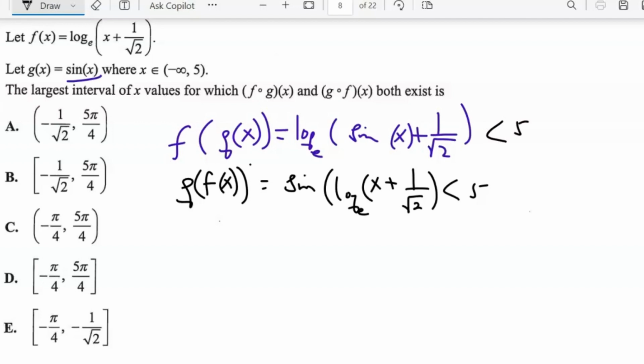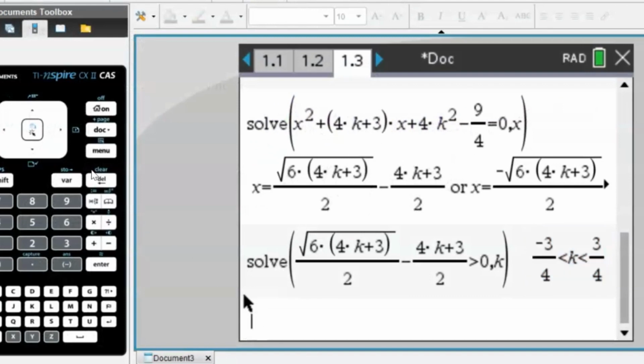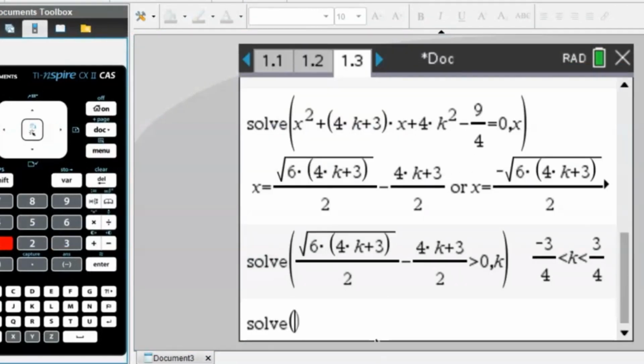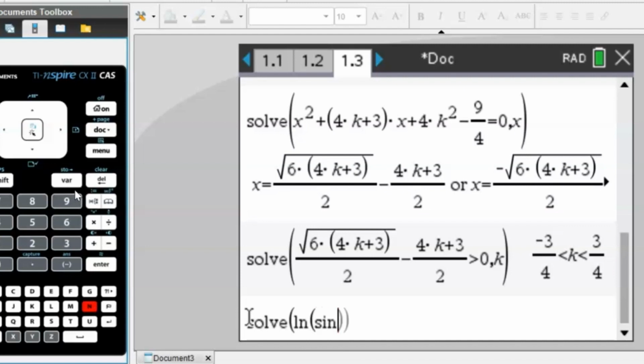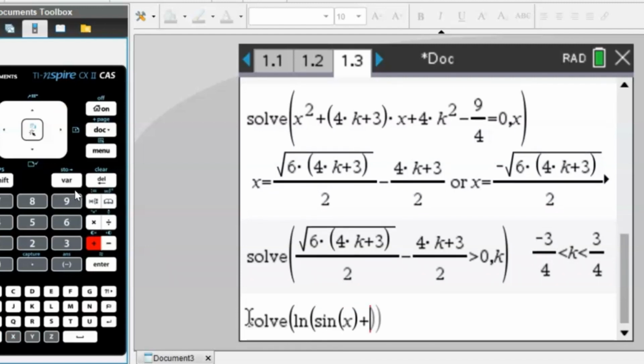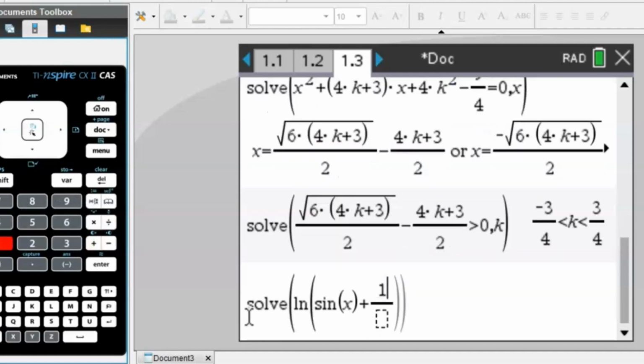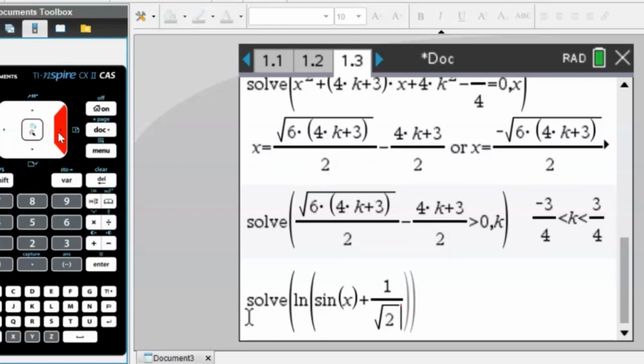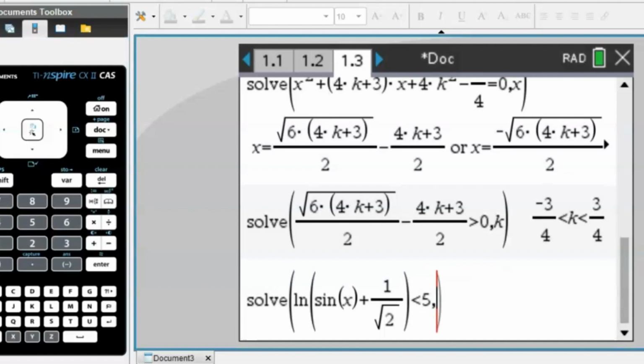And this one has to be less than 5. We're actually solving. So let's see that largest x. So let's use the solve key. Alright, menu 3, 1. Was that natural log? So I'm going to do the first one. Natural log, sine x plus 1 over square root of 2. The whole lot is actually less than 5, comma x.